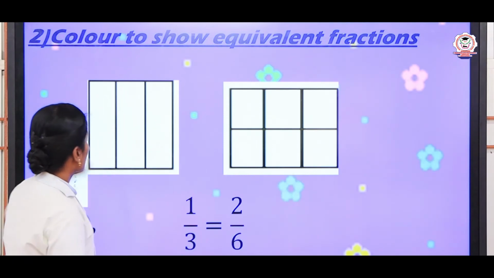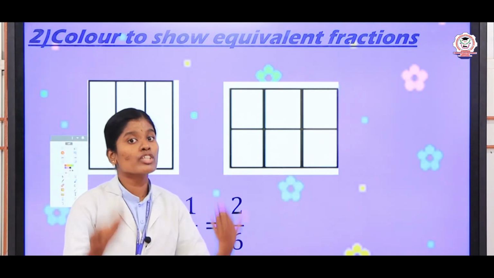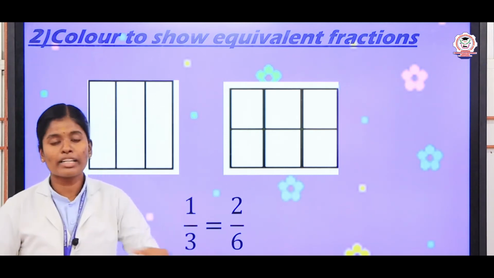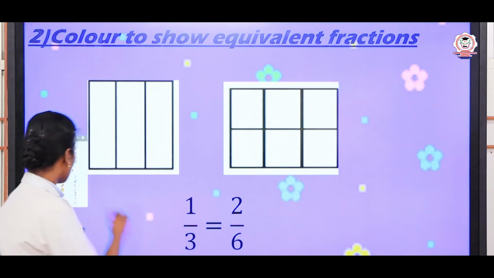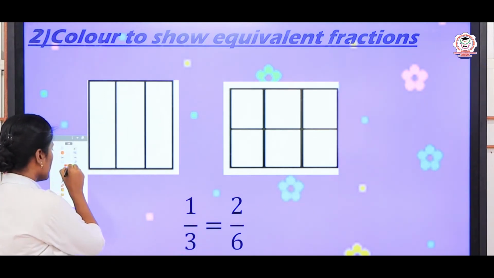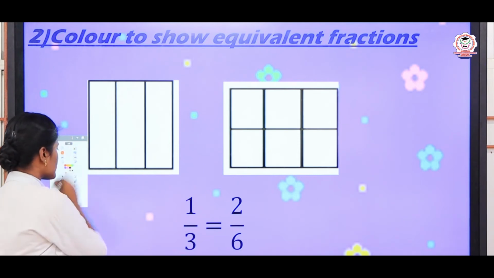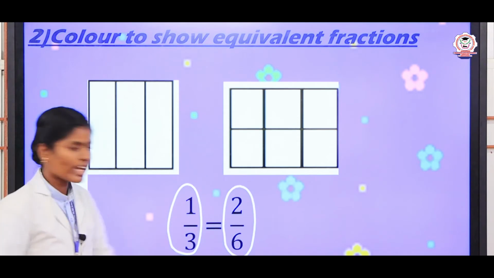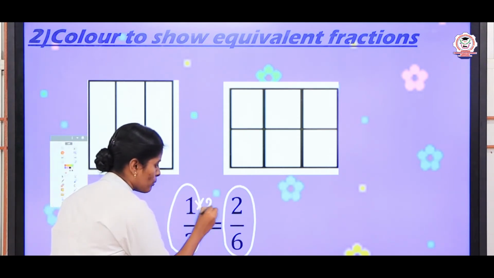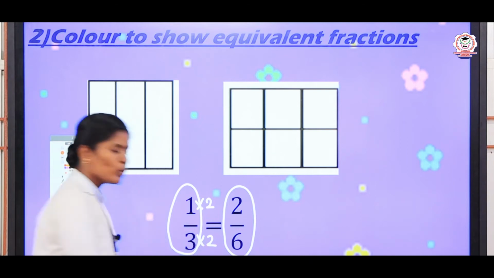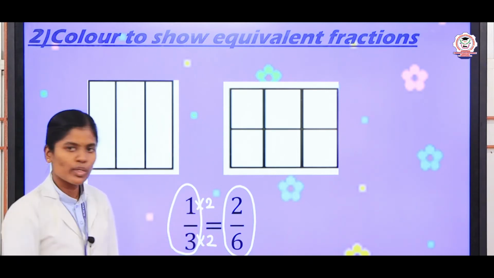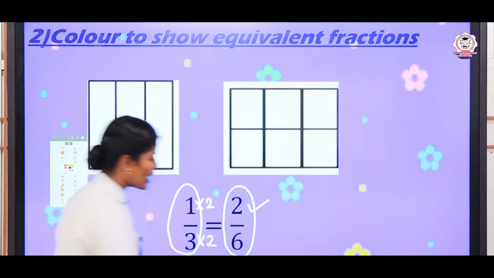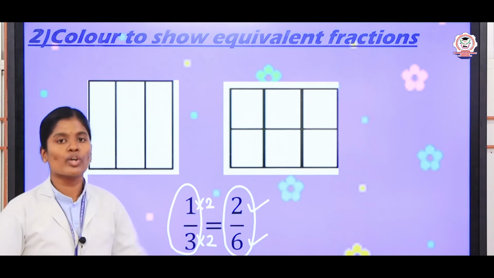Our next topic is to color and show the equivalent fraction. What do we mean by equivalent fractions? Both the numerator and denominator are multiplied by the same number. Here we have 1 by 3 and then 2 by 6. Take the number 2. You should multiply both numbers by 2. 1 2s are 2, the answer is 2. The next one, 3 2s are 6. So we got the equivalent fraction.